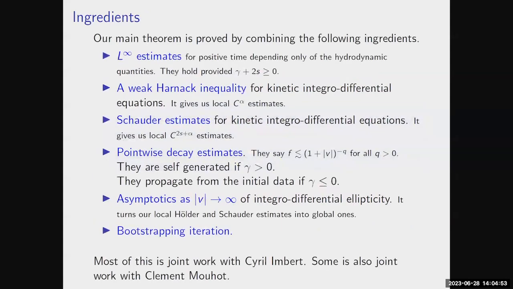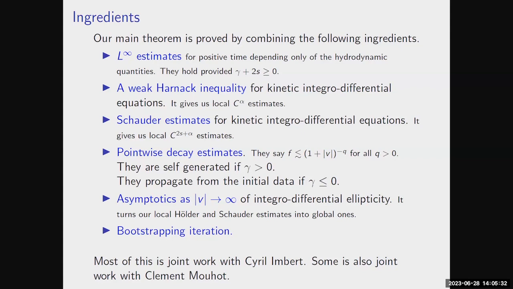So this is sort of the roadmap to get to that result. It's a several-stage program. The first thing starts with L infinity estimates. And this is the only step in which we actually use that gamma plus 2s is non-negative. So basically, if we have a solution to the Boltzmann equation, and we know that the mass, energy, and entropy are bounded above, and the mass density is bounded below, then depending on those quantities only, one can get an upper bound for the L infinity norm of the solution at positive time, right?